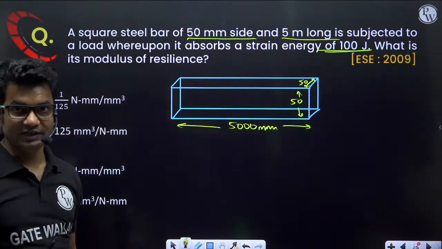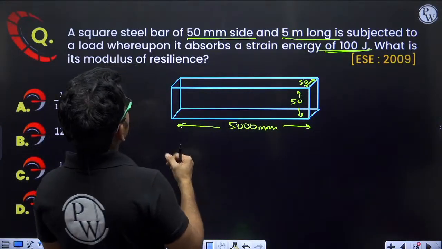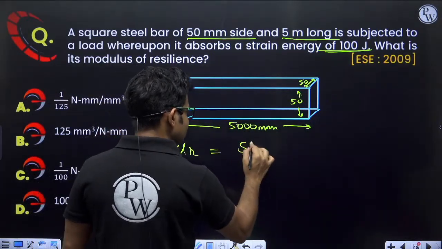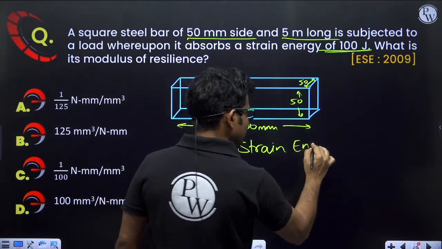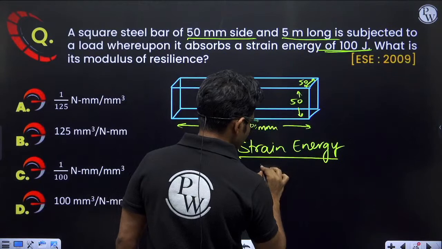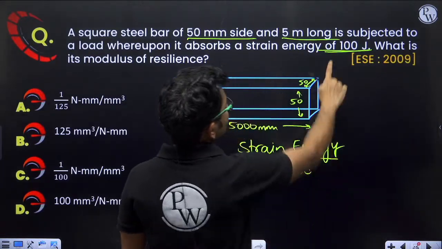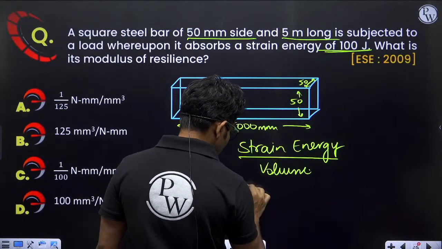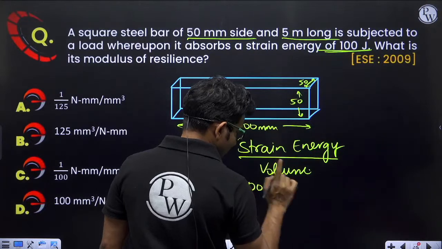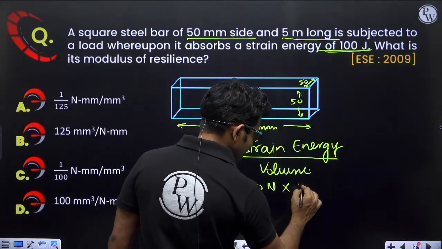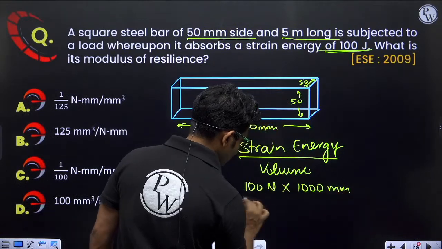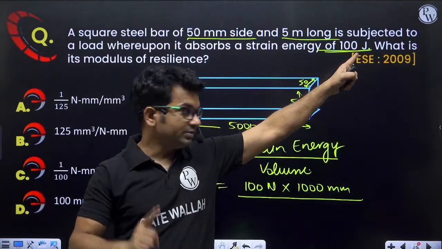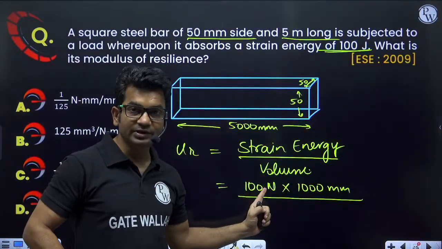What is the modulus of resilience? If we want to calculate the modulus of resilience, it will be strain energy per unit volume. Strain energy is given as 100 joules. 100 joules means 100 Newton meter. So let us convert that meter into mm: 1000 mm. This is the strain energy stored, already given in the question. So we have converted that Newton meter into Newton mm.